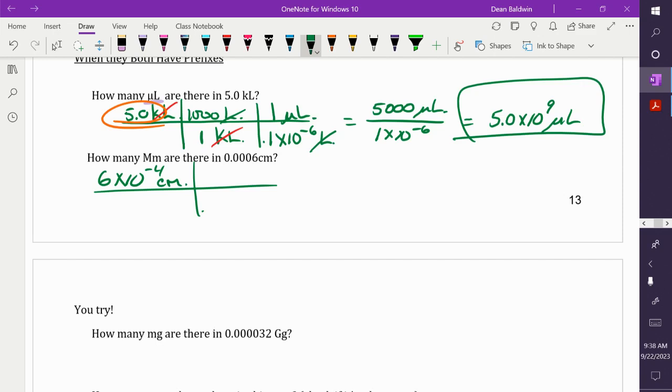You've got to convert it to meters. What's the conversion between meters and centimeters? I.e., how many centimeters are in a meter? How many centimeters are in a meter? 100, right? A century is 100. So there's 100 centimeters in 1 meter. Centimeters cancel.